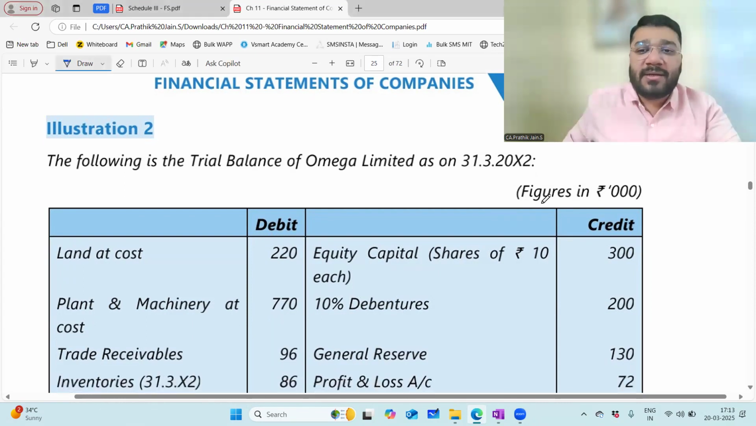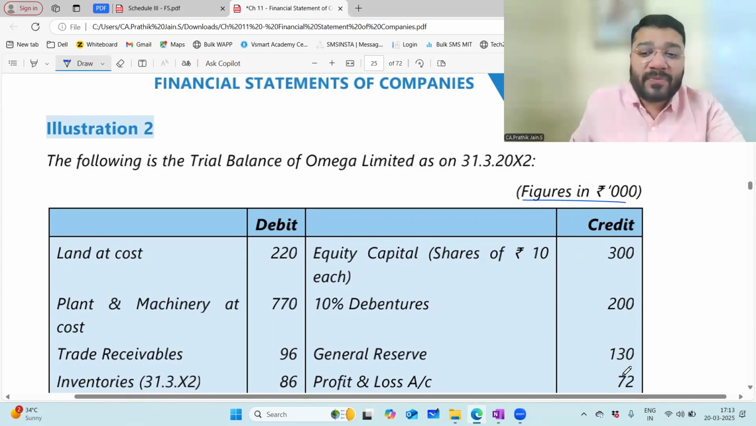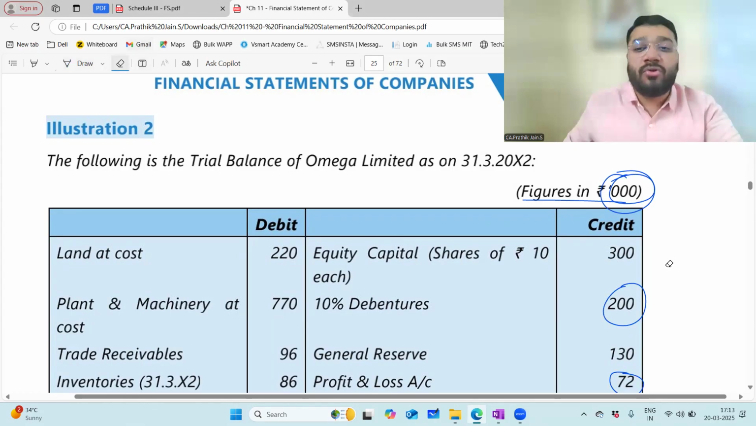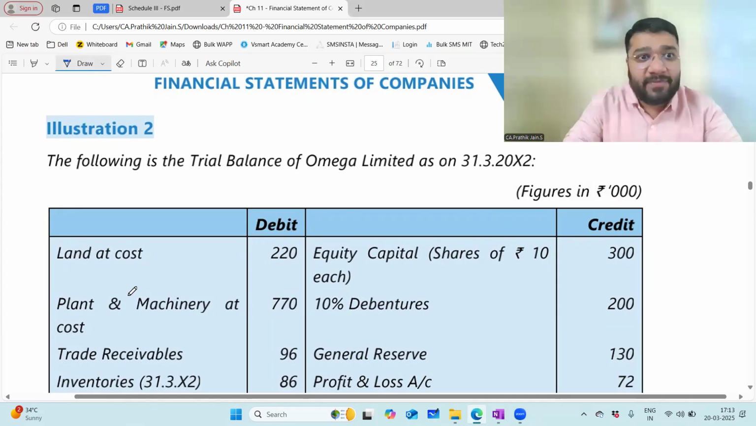Now, what is the significance of this figure in 000? What does it mean? All the figures given below are in thousands. So if it is 72, it means 72,000, and 200,000 is nothing but 2 lakh. So are we supposed to do it in the same manner? The answer is yes. It might save time.